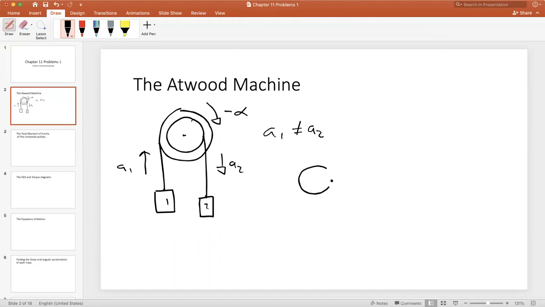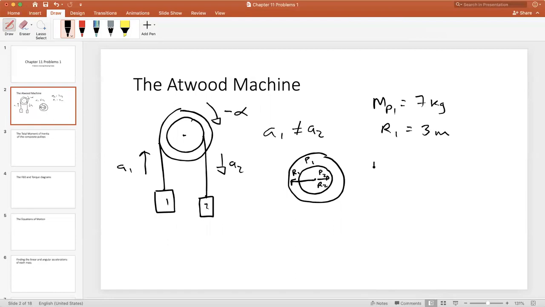Also note that our inner pulley and our outer pulley have different masses and different radiuses. So let me call this radius one, and the outer pulley will be pulley one. This will be radius two, and the inner pulley will be pulley two. Now the mass of pulley one will be 7 kilograms, and the radius of pulley one will be 3 meters. And the mass of pulley two will be 3 kilograms, and the radius of pulley two will be 1 meter.